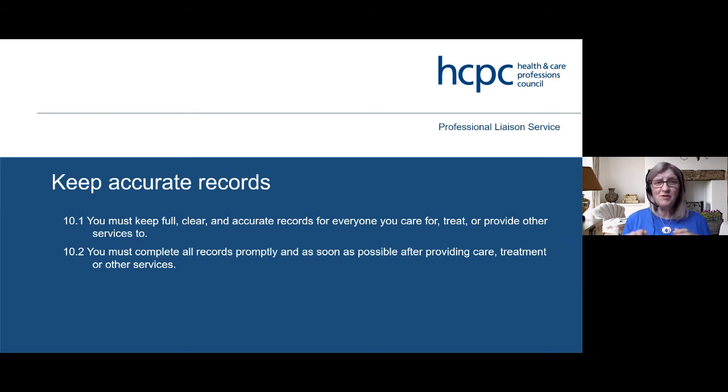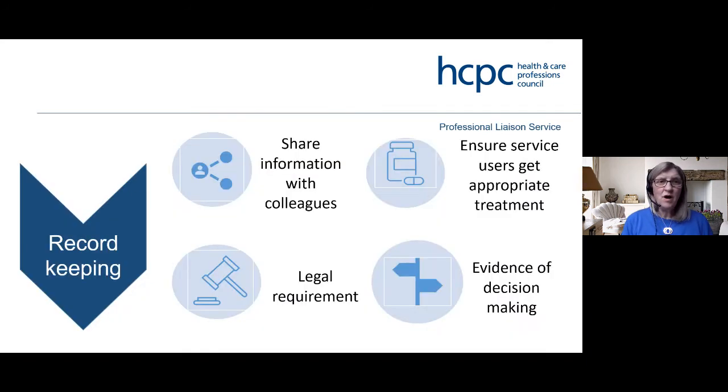And if you need to change something or update something, you actually write a new piece in the record, with a new date, and actually write something. It's very important for our professionalism that we don't alter things in clinical records. So record keeping has several functions.